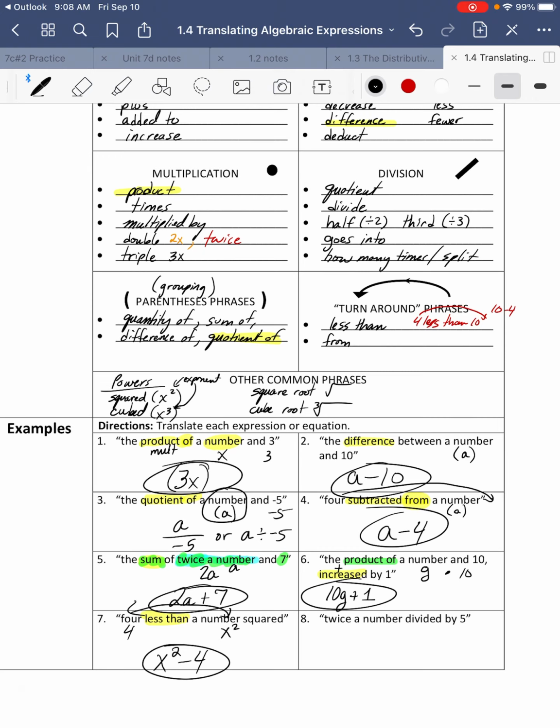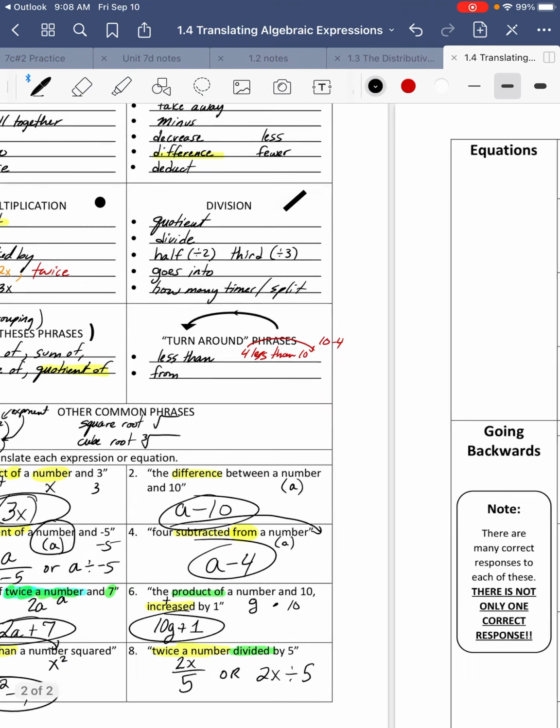Twice a number divided by 5, number 8. Twice a number, so that's going to be 2x, or 2a, or 2g, or 2c, divided by 5. So that's another, divided by, that's another one, divided by 5. So you can either write it like that, or you could do a 2x divided by 5. Either one's okay with me.